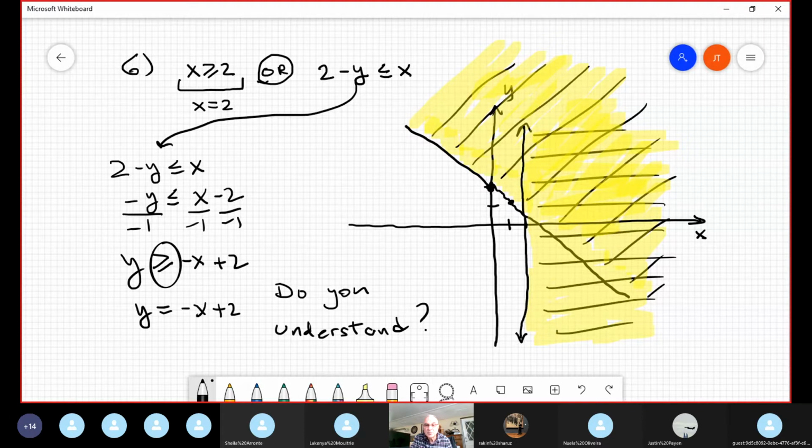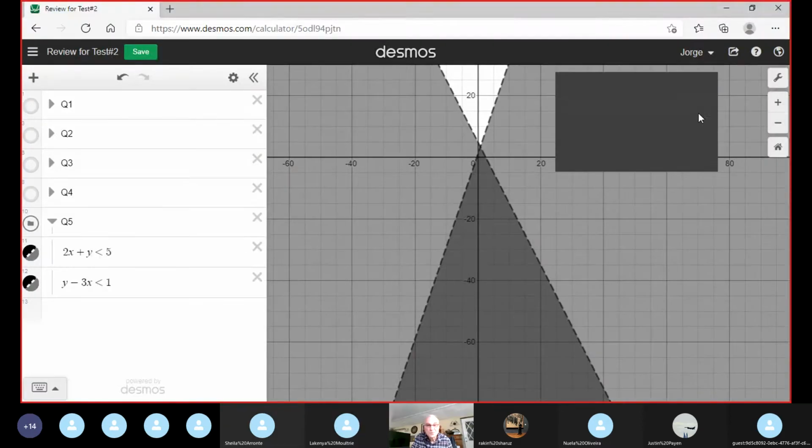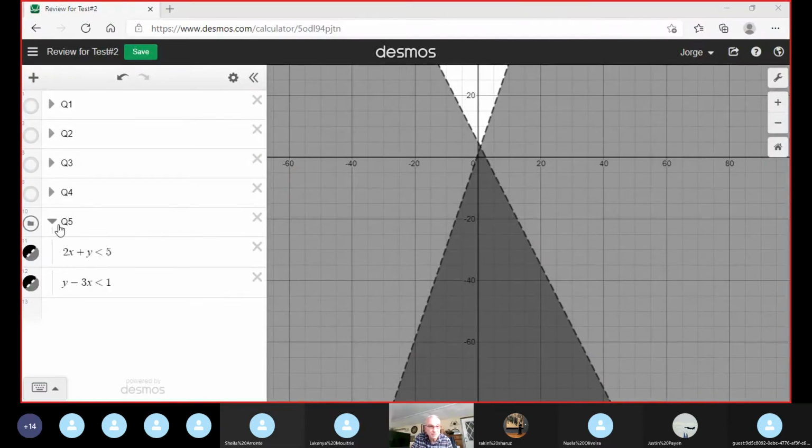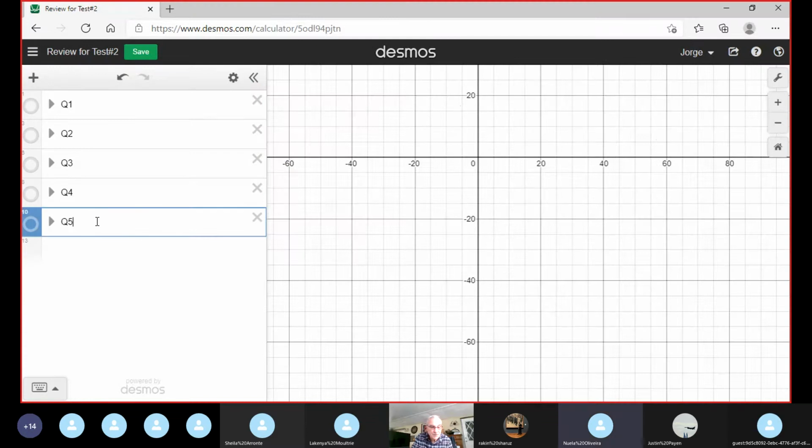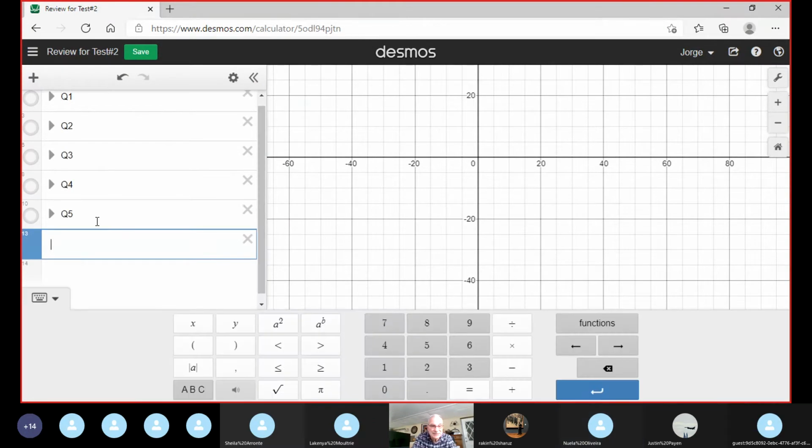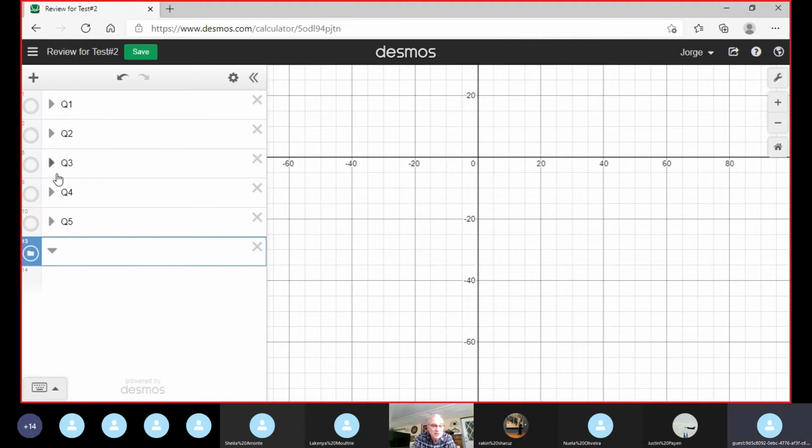Okay. Desmos now. Switching to Desmos. I suppose you see Desmos, right? Okay, this is question 6. I create a new folder. The name of this folder is question 6.